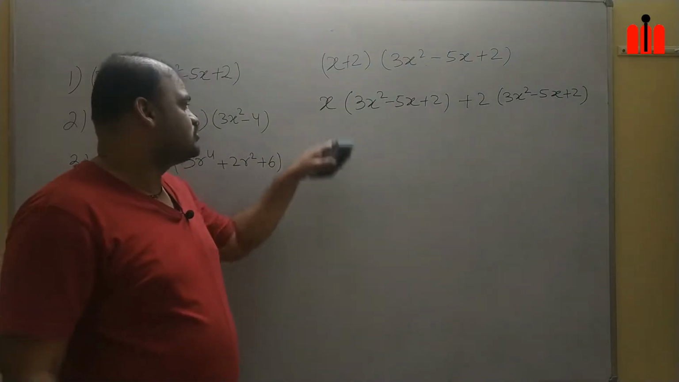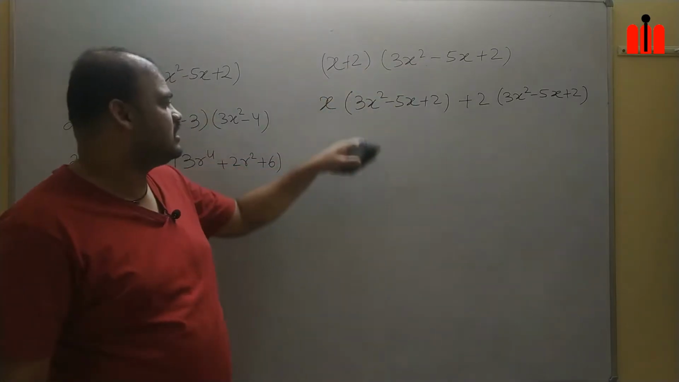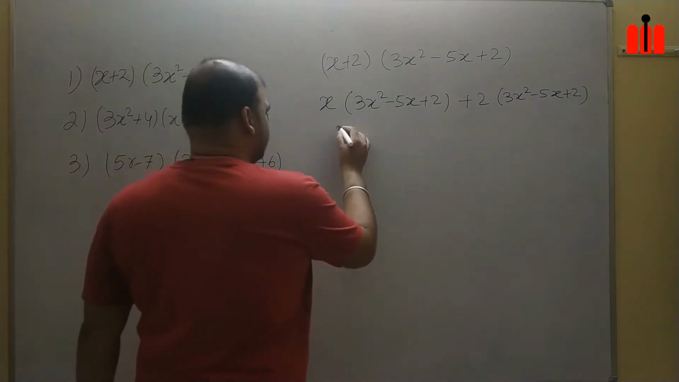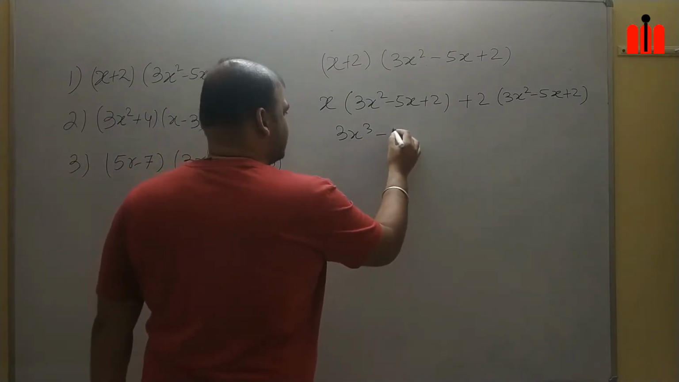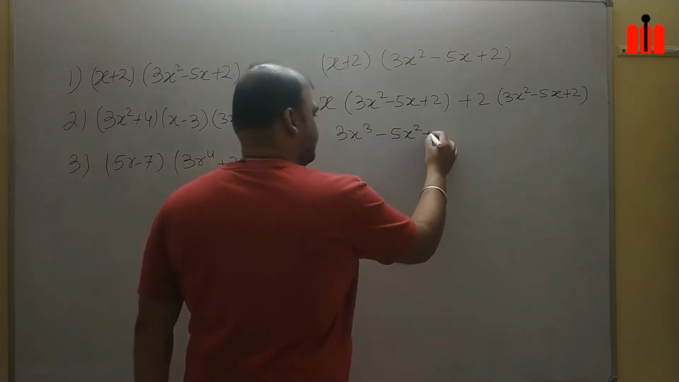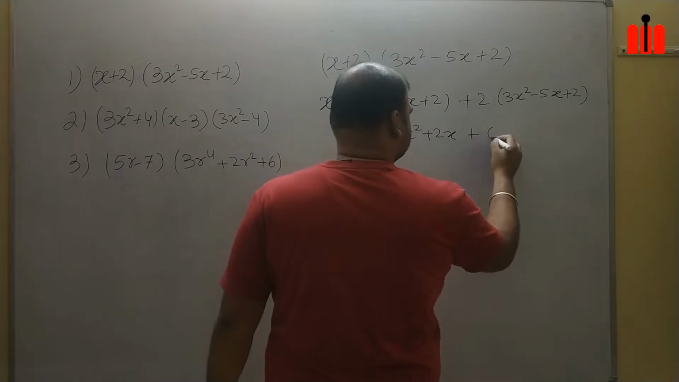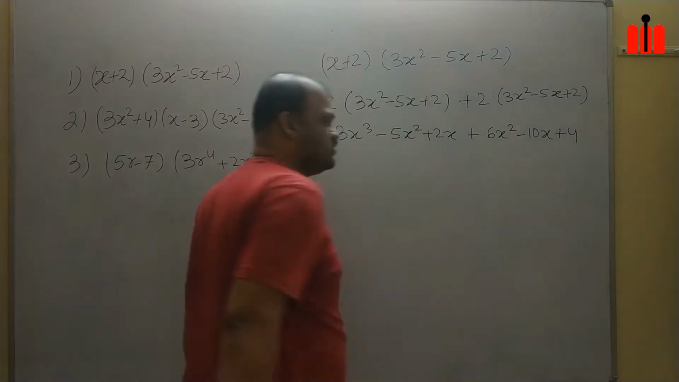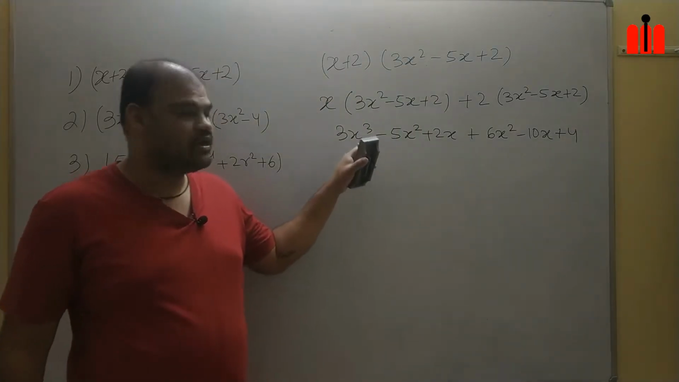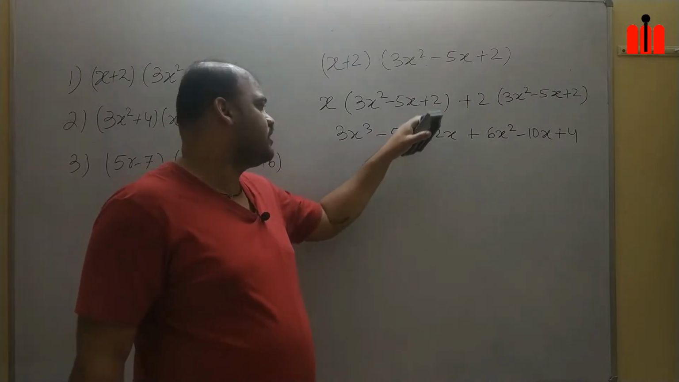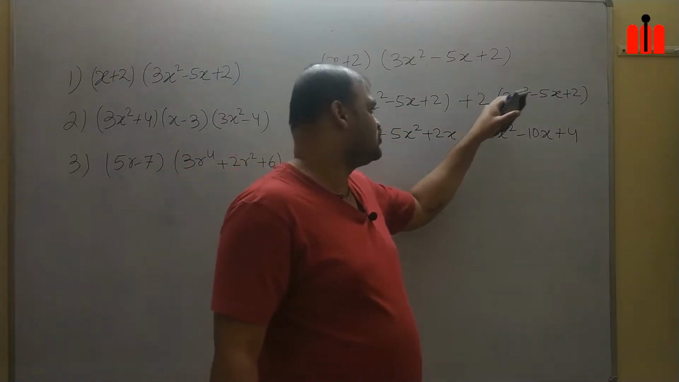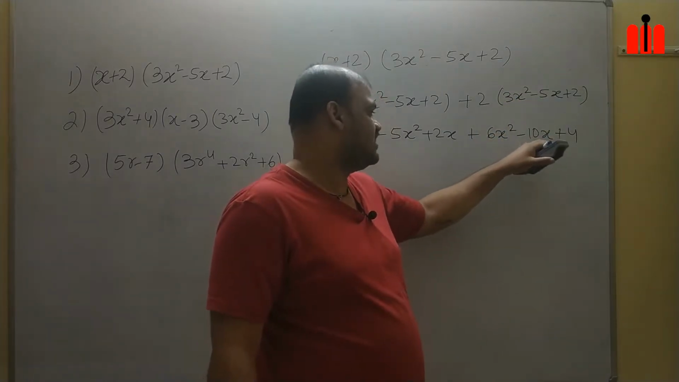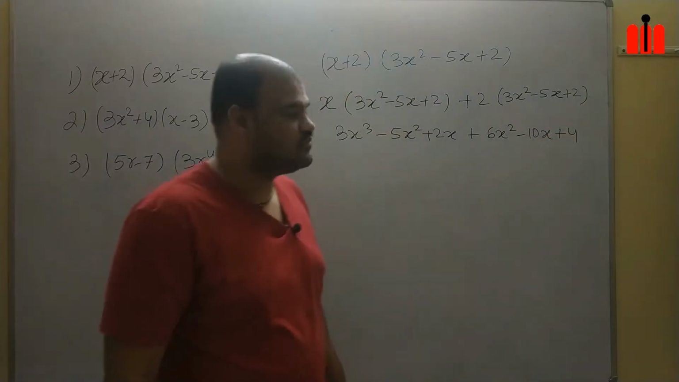So x into this trinomial, plus 2 into this trinomial. It will be 3x cube minus 5x square plus 2x plus 6x square minus 10x plus 4. That is 3x cube minus 5x square plus 2x, then 2 into 3 is 6x square, 2 into minus 5 is minus 10x, 2 into 2 is 4, plus 4.